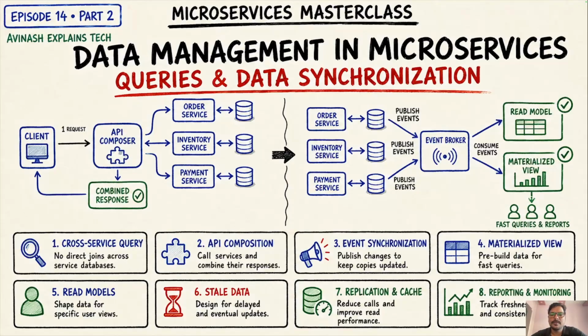So the order service has its own database, inventory has its own database, and the payment service has its own database. The order service should not directly connect to the inventory or payment database. Doing that would break service ownership and create tight coupling. Therefore, direct database joins across services should be avoided.